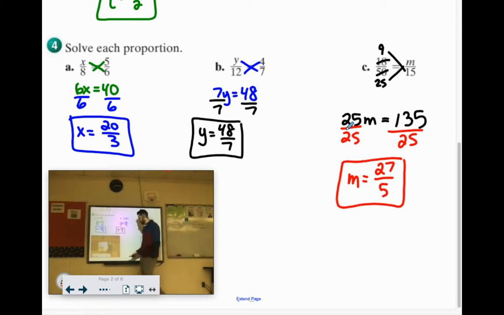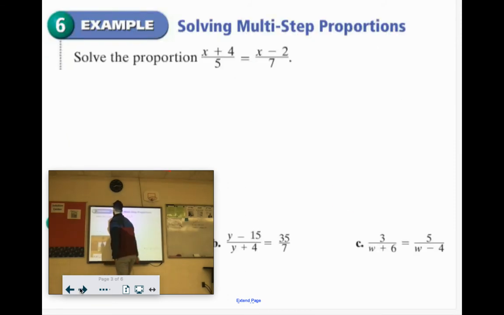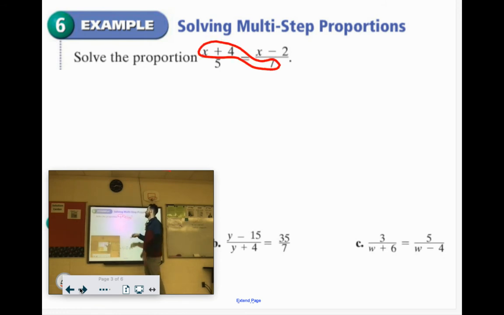Cool. All right. You ready to dial it up? Me too. Multi-step proportions. Same thing, you multiply on the cross products. But if we're doing this one, we're doing 7 times the x plus 4. So here's how we're going to write it.